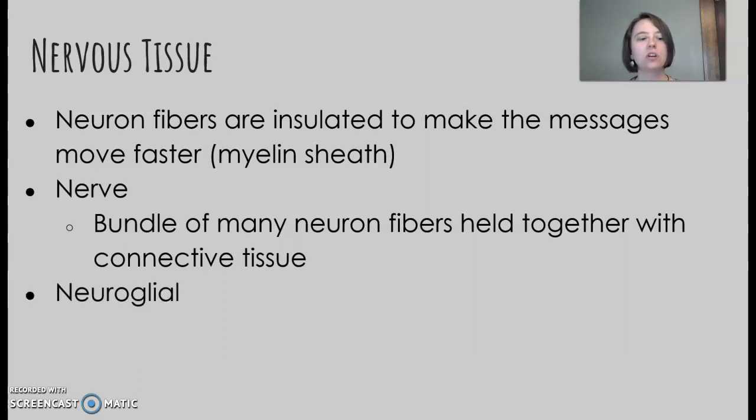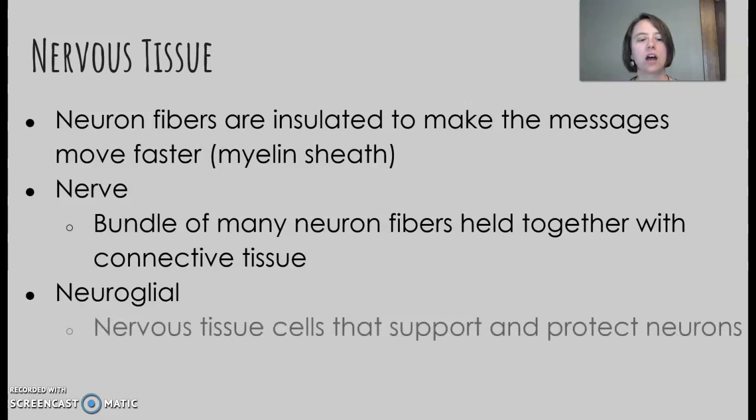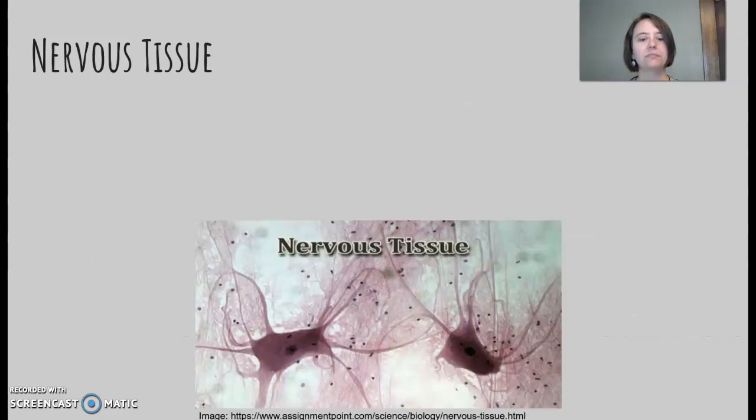Also, there's neuroglia, which are not neurons, but they are still a nervous tissue type of cell, and they are in charge of supporting and protecting the neurons. So we can see an example of some neurons, a cell body, and some of these dendrites branching out.